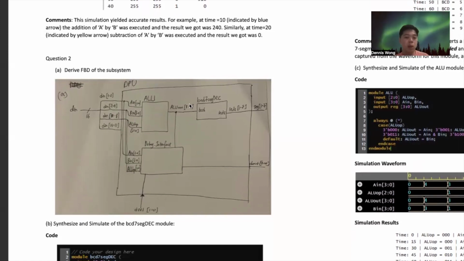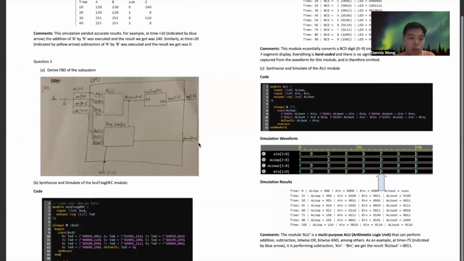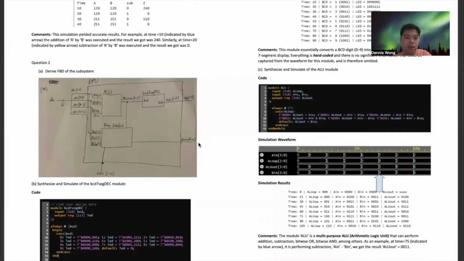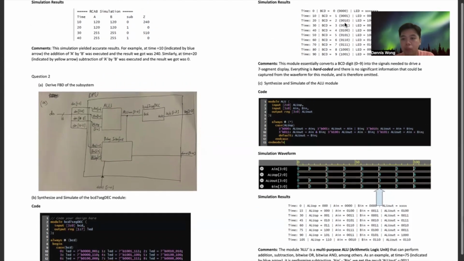Moving on, we have the functional block diagram of a subsystem called DPU. It has three submodules: ALU, debug interface, and BCD to 7-segment. This is actually an interface to a seven-segment LED display. The whole tree of the submodules will be related to this, but they are fairly straightforward. Most of the implementation is hard coding.